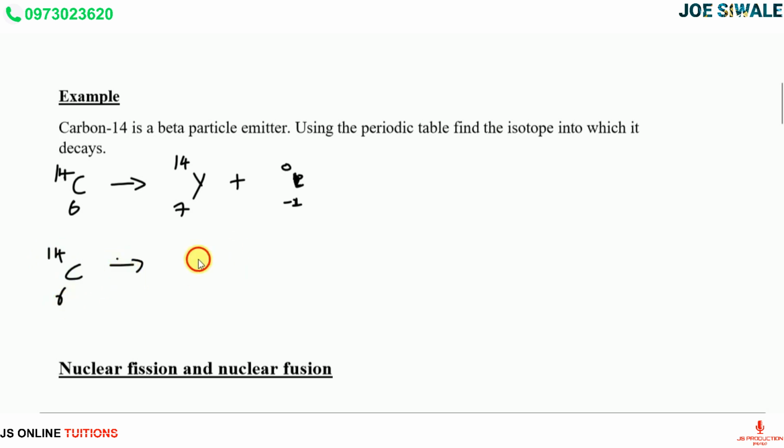So this is nitrogen if you check that on the periodic table. So to answer our question, which says using the periodic table, find the isotope into which it decays, it decays into nitrogen.